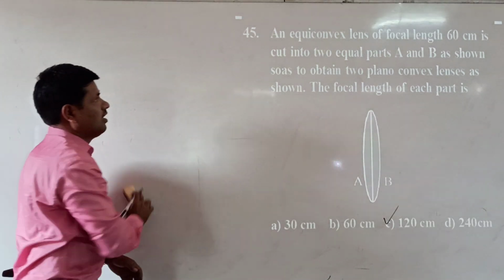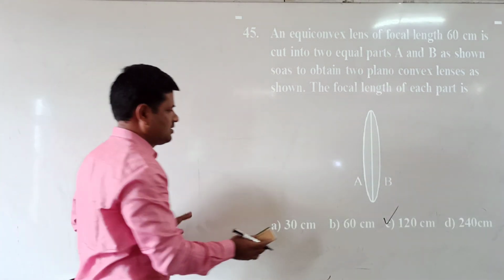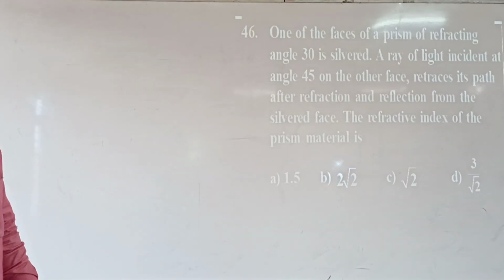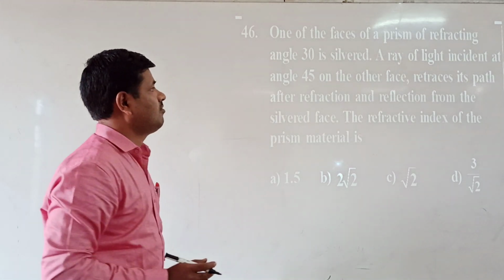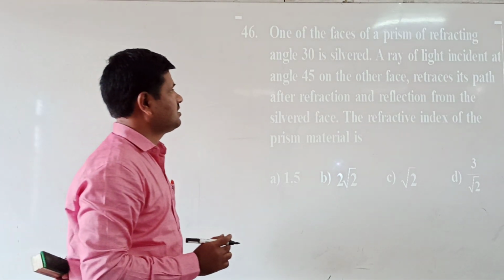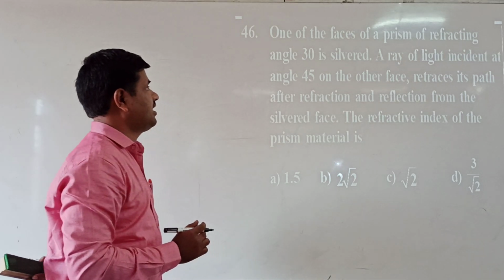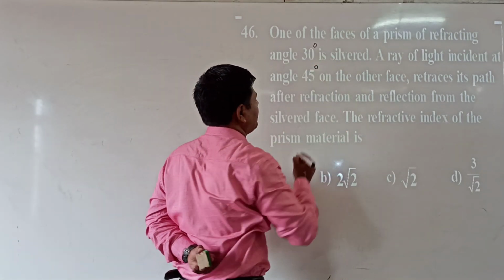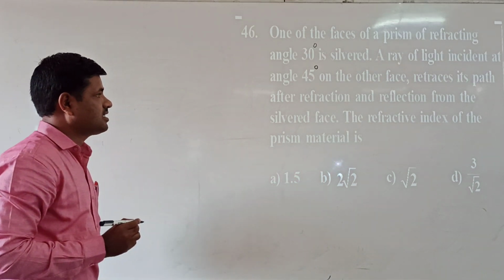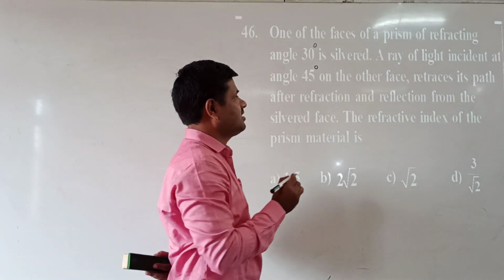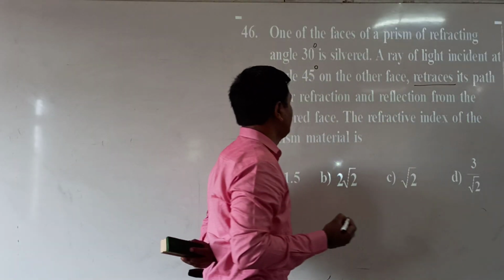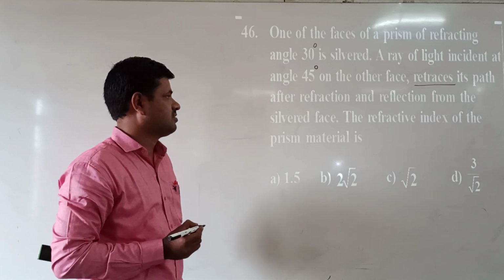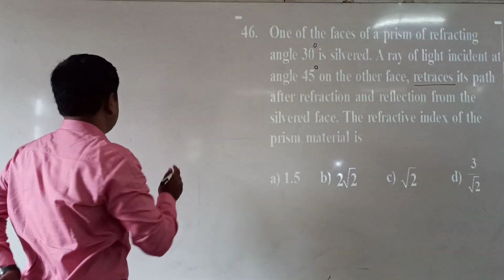Next we go to question number 46. What is question number 46? One of the faces of the prism of refracting angle 30 degrees is silvered. A ray of light is incident at an angle of 45 degrees. This is 30 degrees, and this is 45 degrees. On the other face, it retraces its path. This is important here. After refraction and reflection from the silvered face, the refractive index of the prism is?